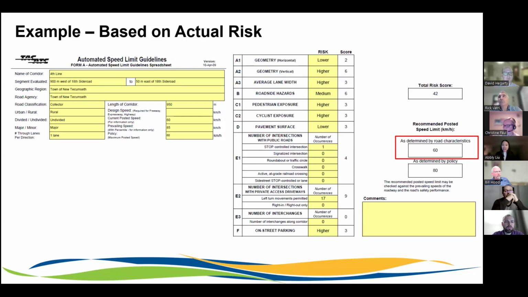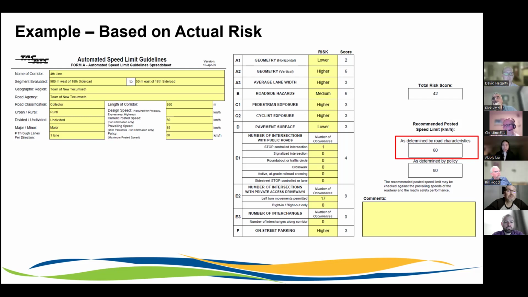As noted in part one of the presentation, the fourth line from 900 meters west of 18th Side Road to 50 meters east of 18th Side Road has a vertical crest hill. And we have received requests to reduce the current speed limit of 60 kilometers per hour down to 40 kilometers per hour. So we used the TAC guidelines to verify what the recommended speed limit is.